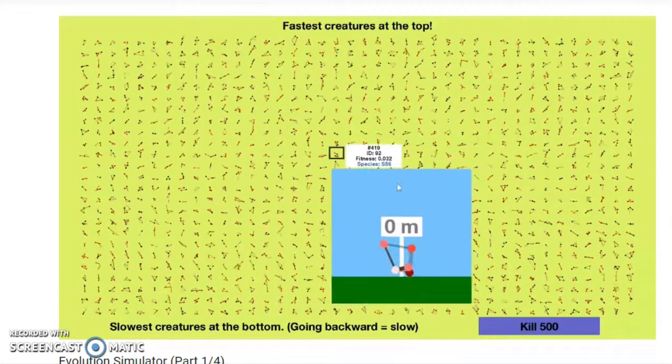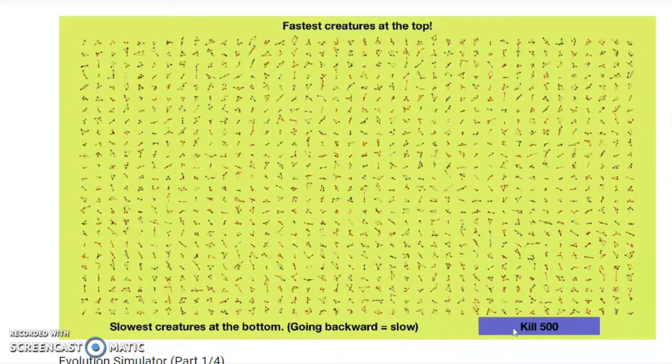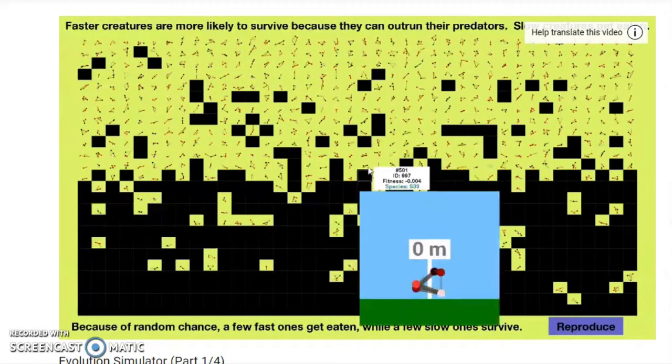Who was the slowest creature? Well, that's creature number 331, who traveled even further than the fastest creature, but backwards. Okay, let's kill the 500 slowest creatures. Boop! To be specific, there's a slight gradient allowing some lucky slow creatures to survive, and some unlucky fast creatures to die. But overall, the faster you are, the more likely you are to survive.